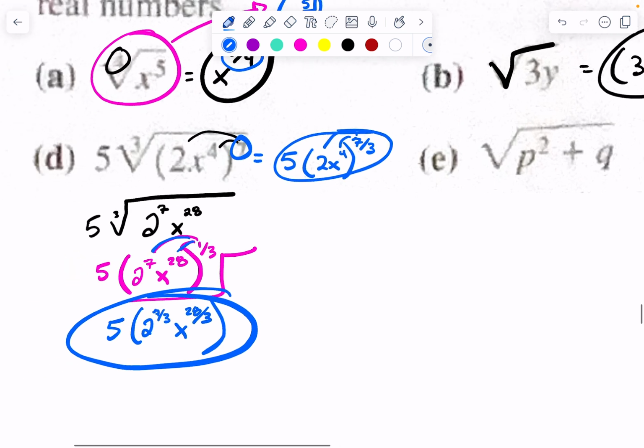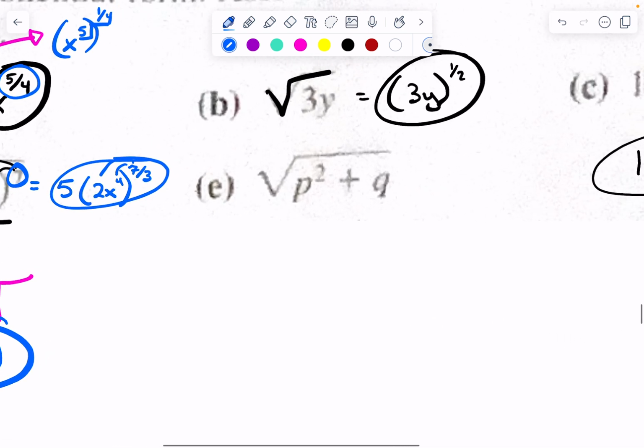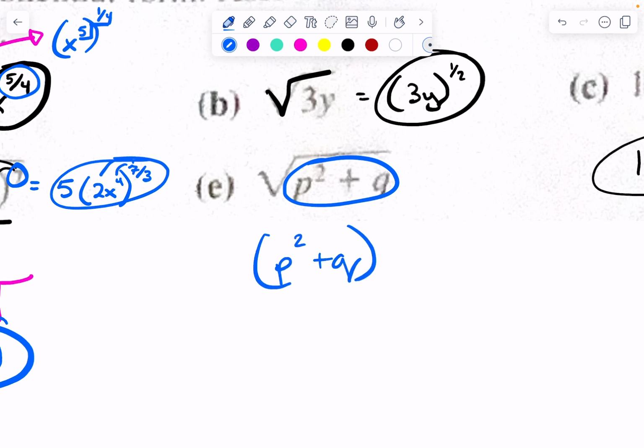We're getting into some detailed stuff here. All right, E. This whole thing is to the square root. So this is p squared plus q, all to the 1/2 power. Okay, and that is all.